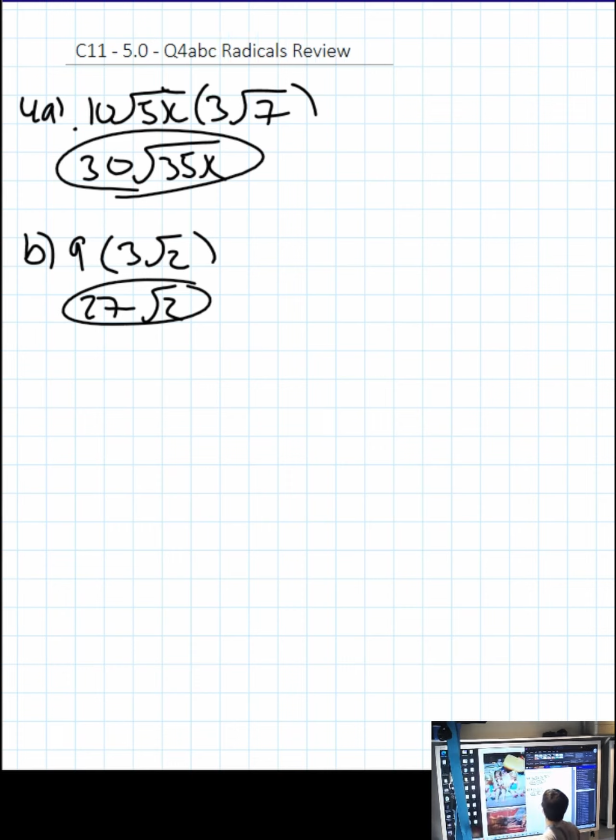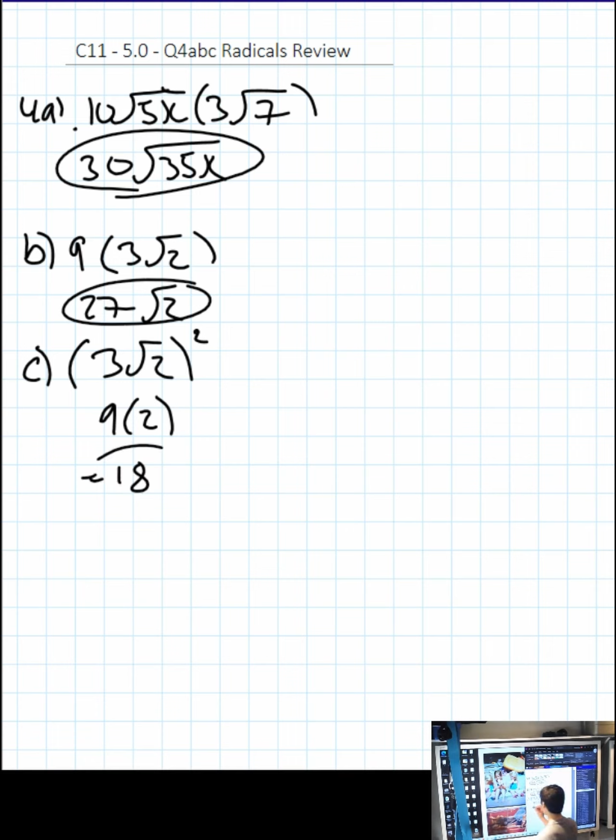All right. We have 4C. So this is going to be open bracket 3 square root 2 close bracket squared. So we're going to square both things. 3 squared is 9, open bracket, root 2 squared is 2. And 9 times 2 is simply 18. Circle our answer.